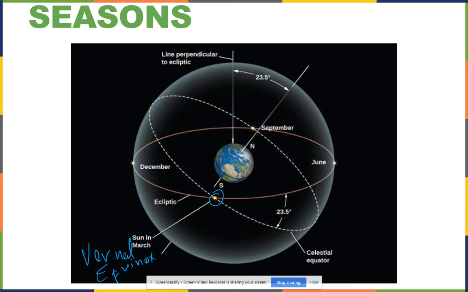The autumnal equinox is, oddly enough, when we start autumn. And then we have the winter and summer solstices. Here's our winter solstice, and here's our summer solstice. Those are when the equator and the ecliptic are farthest apart, or as viewed from Earth, when the sun is the farthest south on the horizon, then that's going to be the winter solstice. When it's the farthest north on the horizon, the summer solstice.